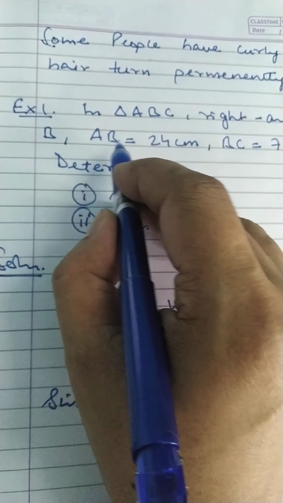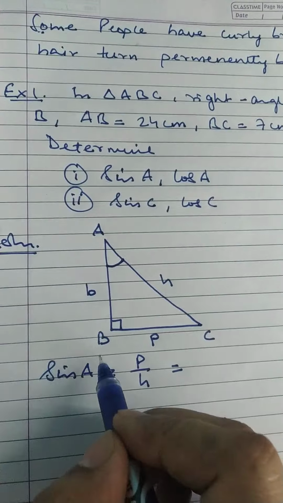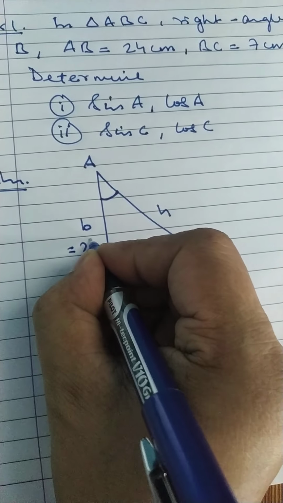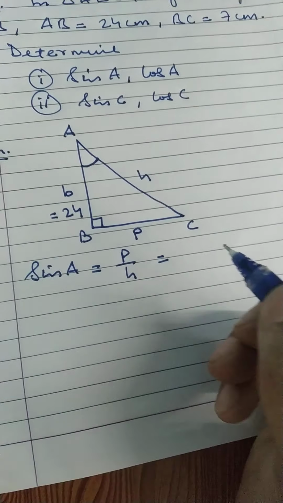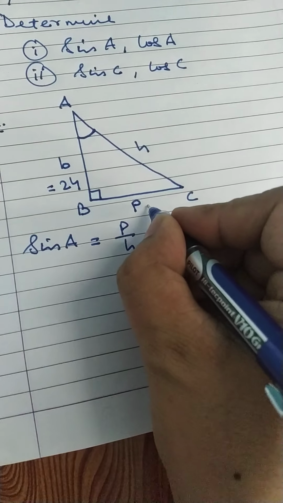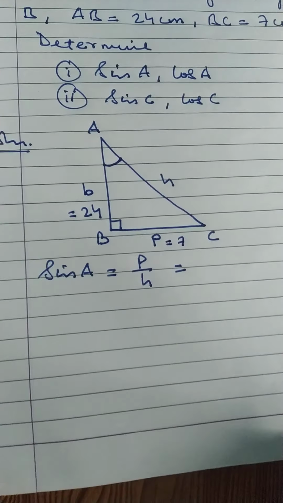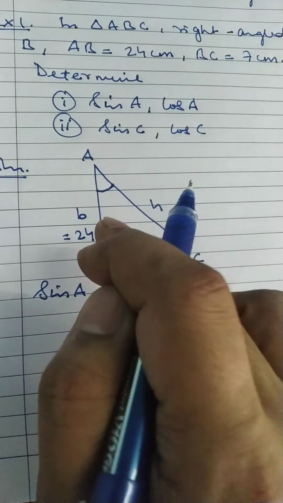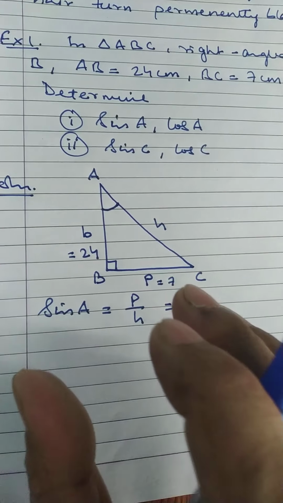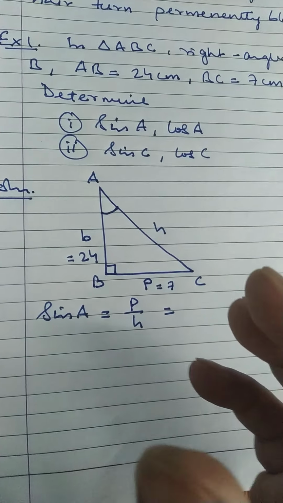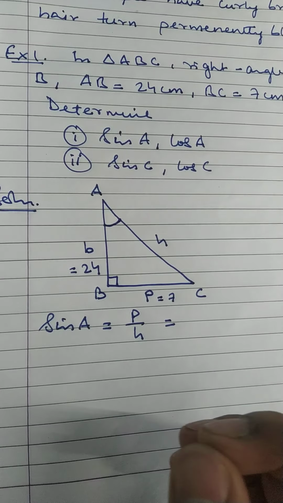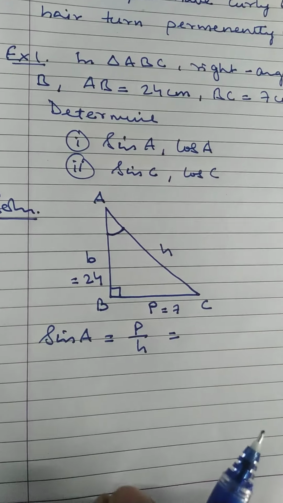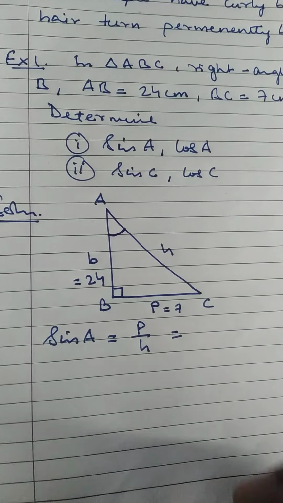We are already given AB is 24 centimeter. That means AB is base. Base is 24 centimeter. And BC is the perpendicular. BC is given as 7 centimeter. H is not given. So at first we have to find H. To find H, we can easily use Pythagoras theorem, because we have already done in our previous chapters how to calculate the length of a side of a right angle triangle with the help of Pythagoras theorem.